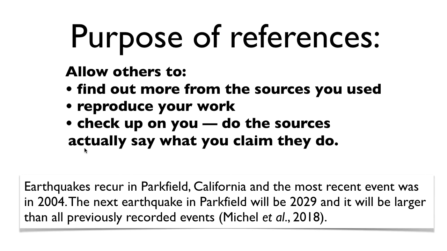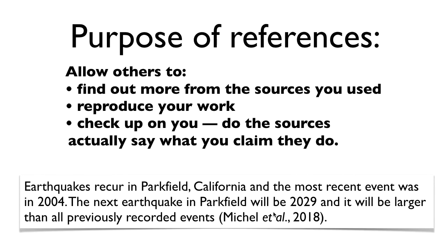So let's look at an example. This is a pretend snippet from a journal article that I created. It's not real, but it's about earthquakes in the town of Parkfield. Many of you may have heard of those, how there are earthquakes that happen pretty often there. And so here's what this person wrote in this pretend journal article. Earthquakes recur in Parkfield, California, and the most recent event was in 2004. The next earthquake in Parkfield will be 2029, and it will be larger than all previously recorded events.